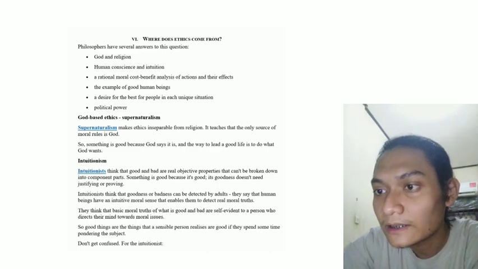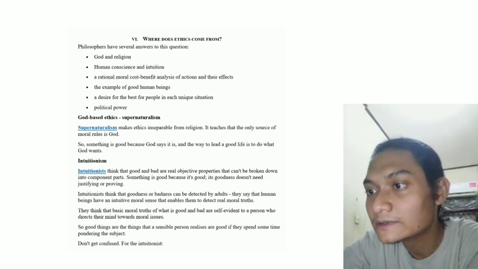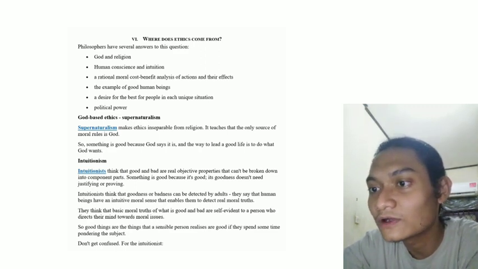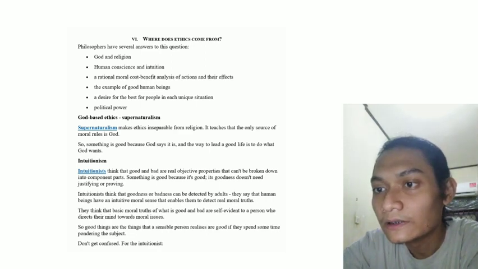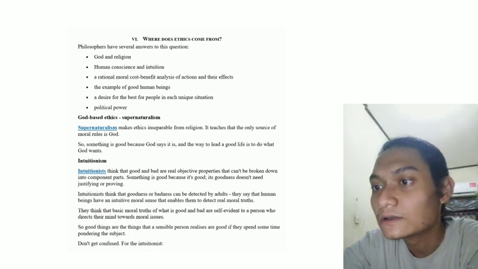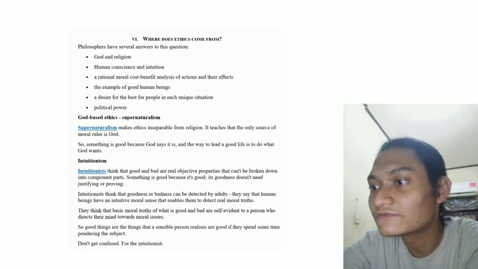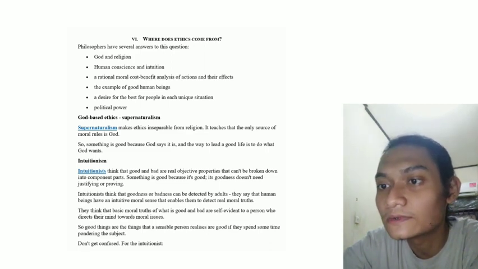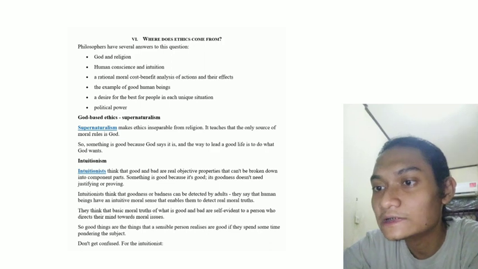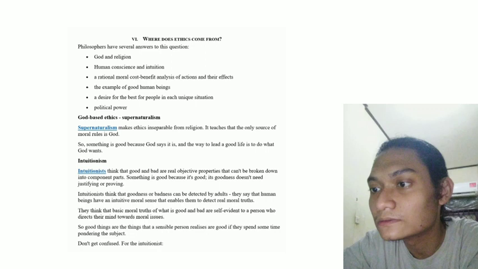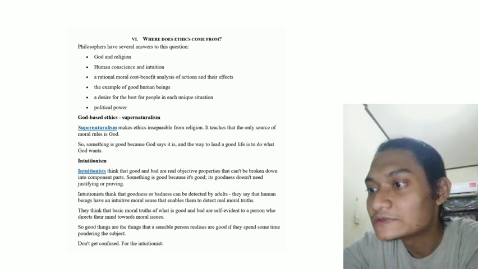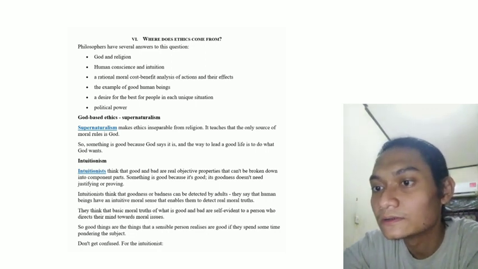Intuitionists think that goodness or badness cannot be dictated by others. They say that human beings have an intuitive moral sense that enables them to detect real moral truths. They think that basic moral truths of what is good and bad are self-evident to a person who directs their mind towards moral issues. So good things are things that a sensible person realizes are good if they spend some time pondering the subject.